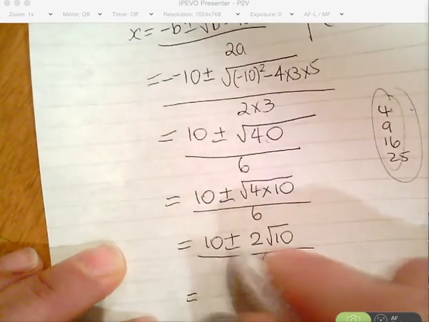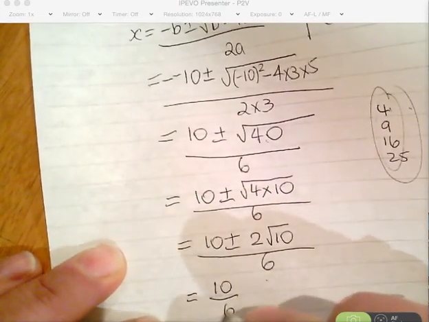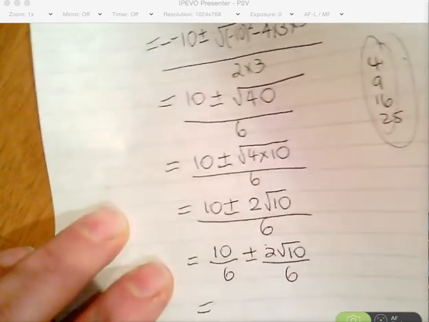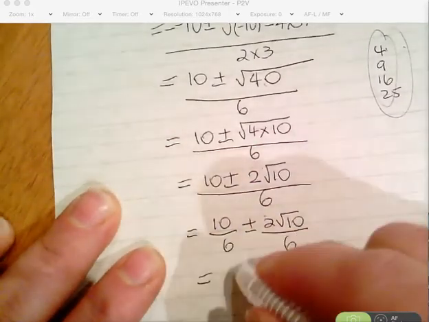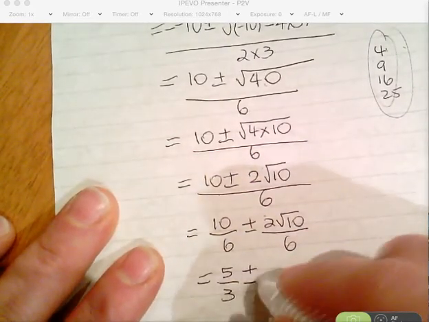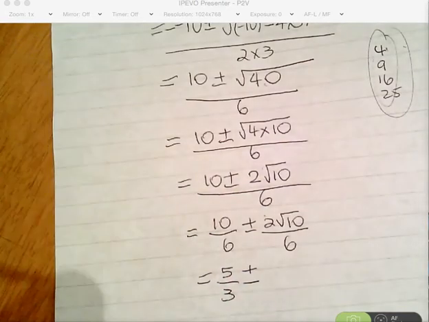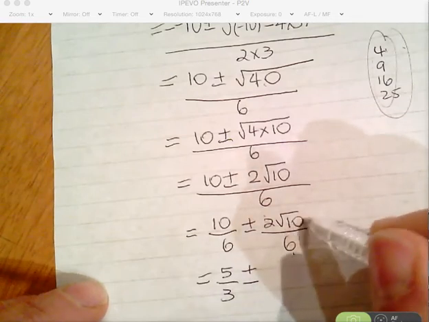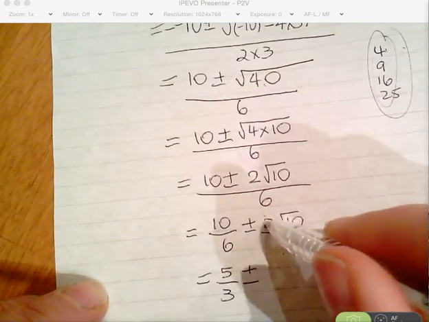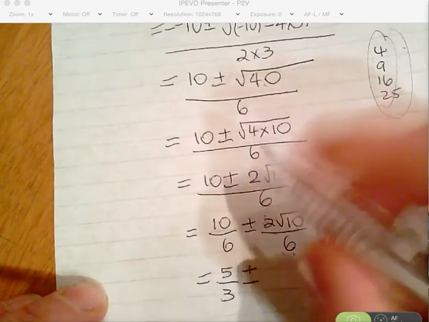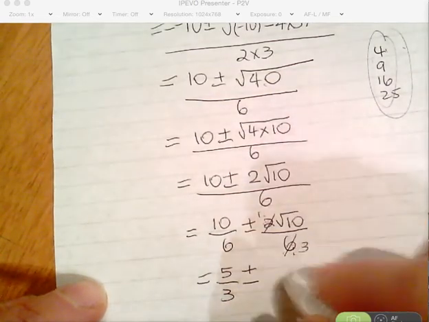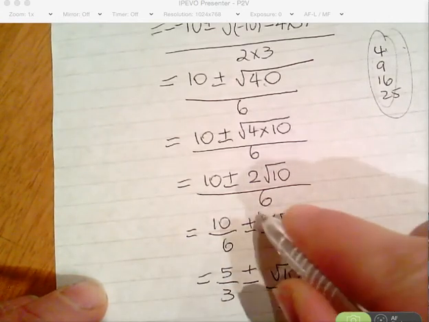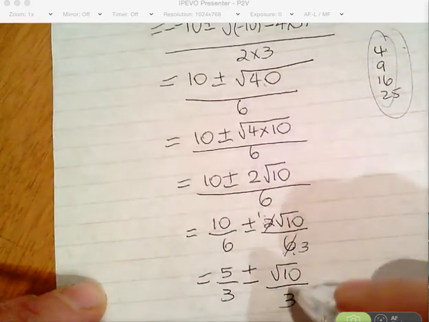Now girls, each of these numbers is over 6, so it's 10 over 6 plus or minus 2 root 10 over 6. Now, we can just simplify the first fraction. 10 over 6 is 5 over 3, plus or minus. Now 2 over 6 can be simplified to 1 over 3, so you can simplify with the whole number bits. So I'm not simplifying this 10 under the square root sign with this 6, I'm simplifying the whole number 2 and the whole number 6. So 2 over 6 is really 1 over 3, so it becomes 1 root 10. Now you just write that as root 10 over 3.